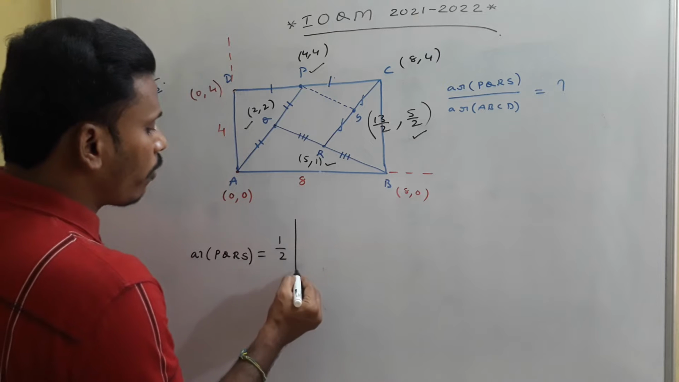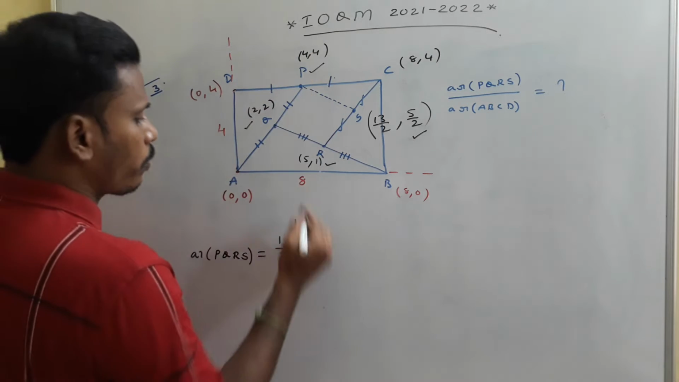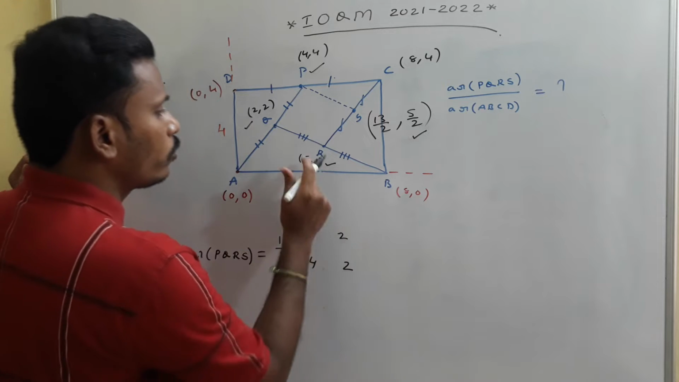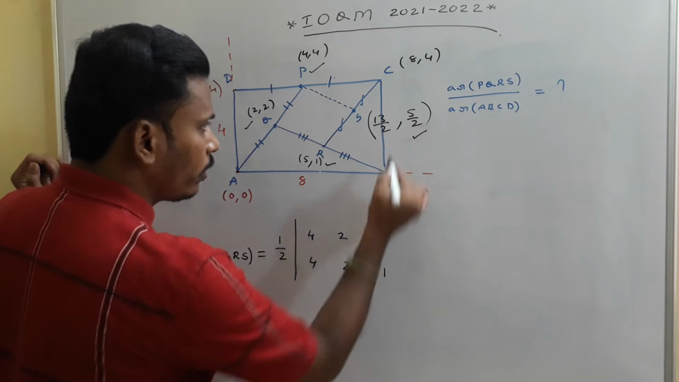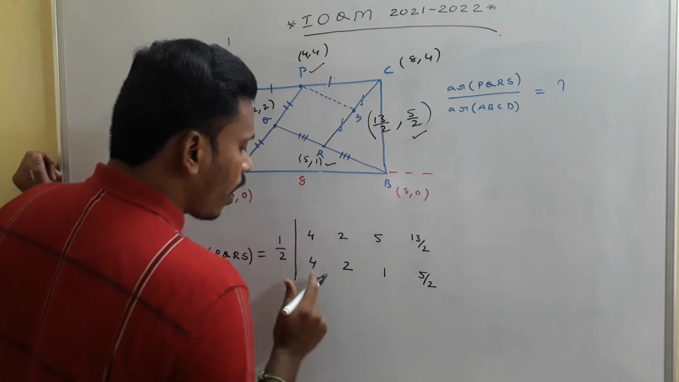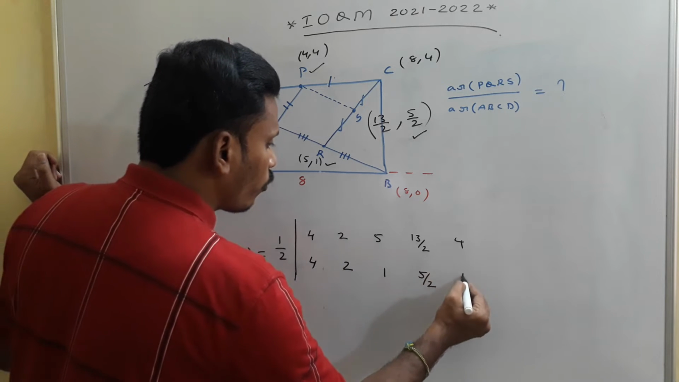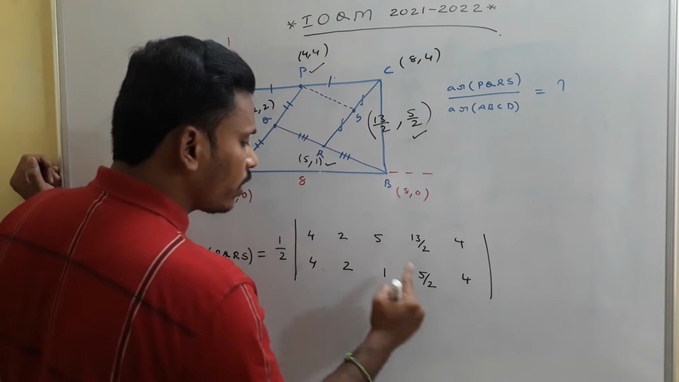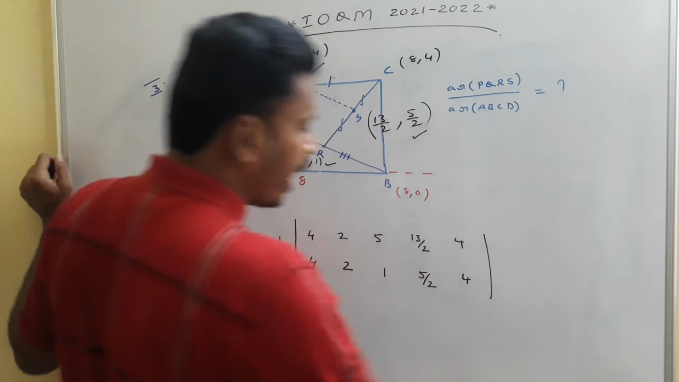Okay, so half of this: first point (4,4), second one (2,2), third one (5,1), next (13/2, 5/2), and then again you need to repeat this (4,4) here. So x1 y1, x2 y2, x3 y3, x4 y4 and again x1 y1.